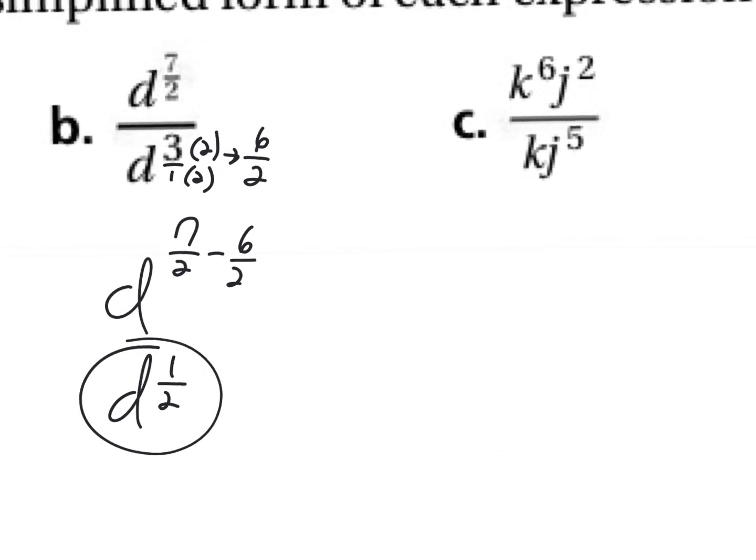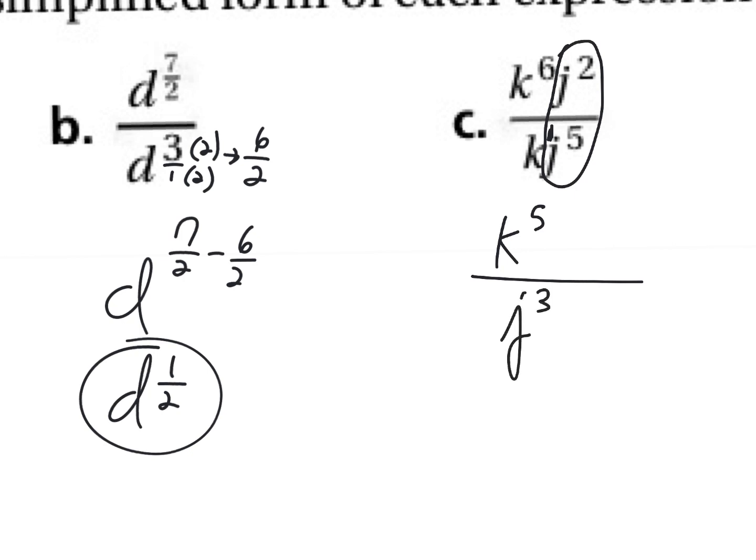Part C, the k you can put as k to the 1st power, and then if you subtract those, we've got 5 more factors of k in the numerator. With the j's, we actually have more in the denominator by 3, so that would be k to the 5th over j cubed.